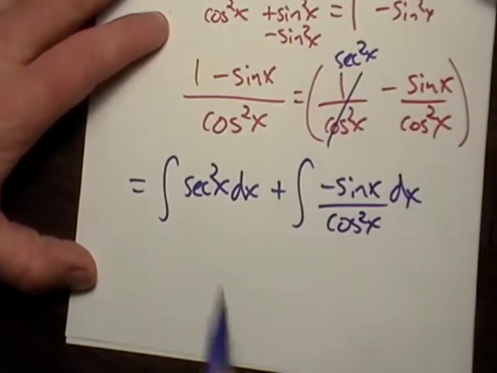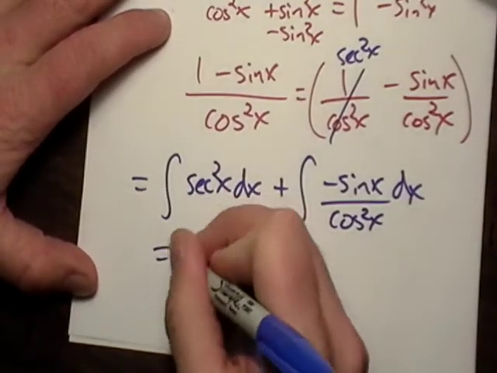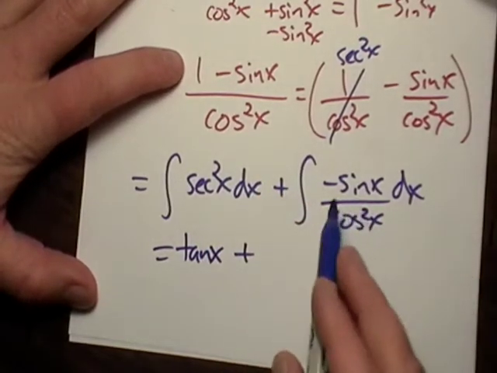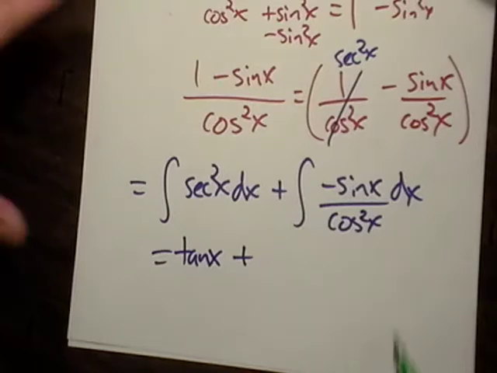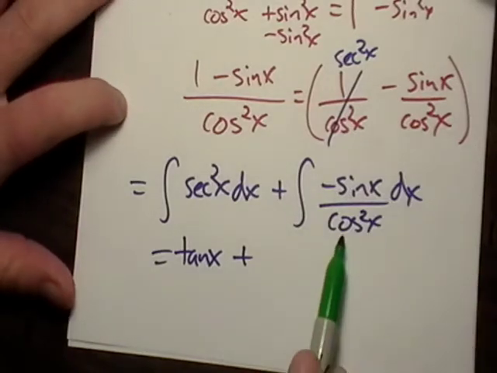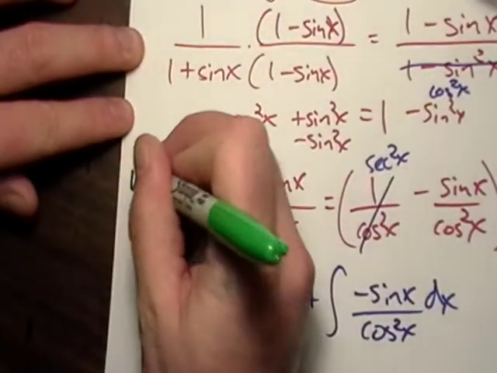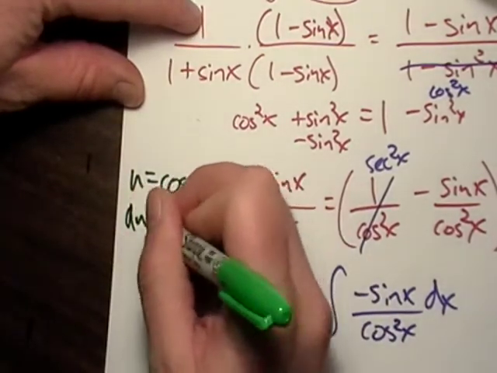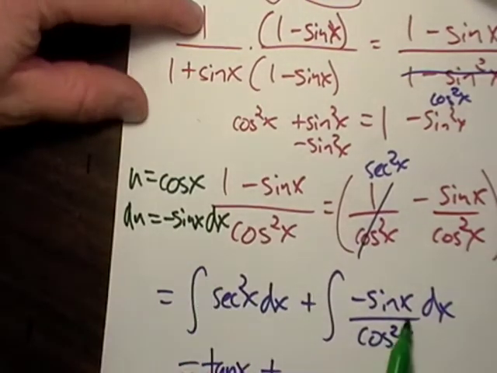We know that the derivative of tangent is secant squared, so let's go ahead and write tangent x plus... well, over here, what am I going to do? Let's get another colored pen and do our U substitution. It looks like the derivative of cosine is negative sine, sitting right out there. So let's let u equal cosine x, and du equals negative sine x dx.